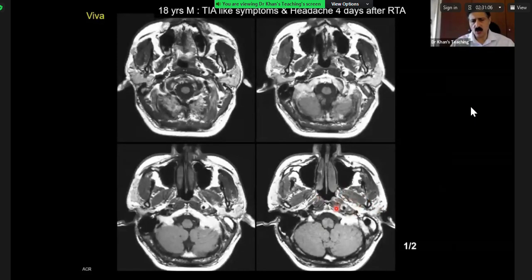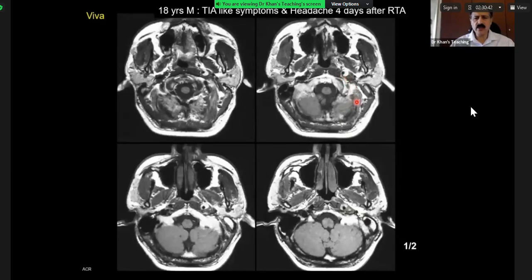This is a T1 non-fat saturated sequence. So what is happening here? This filling defect is the true lumen, and this thing which is high signal is the clot, which is the false lumen. And it gives a crescent sign. We call it a crescent sign. Some people also call it a fried egg sign, the yolk and white.